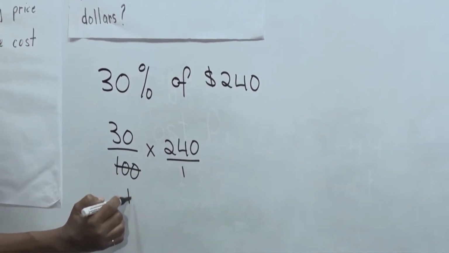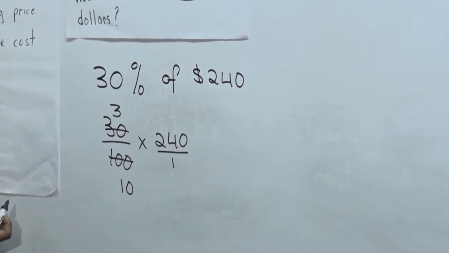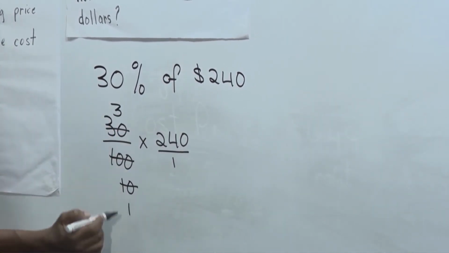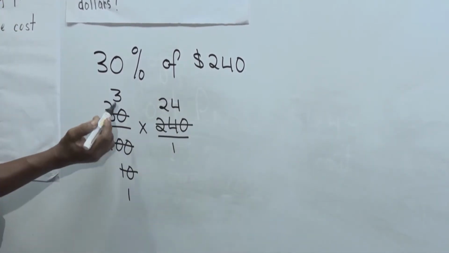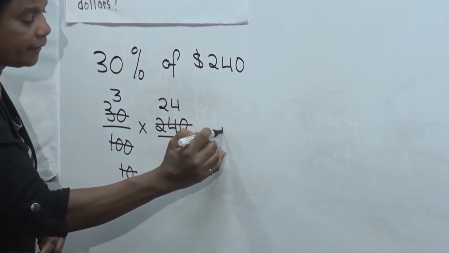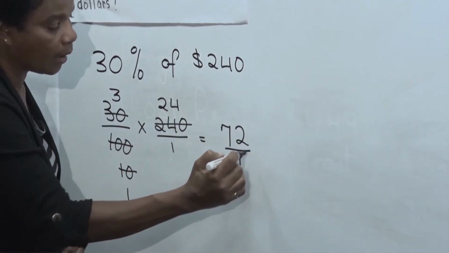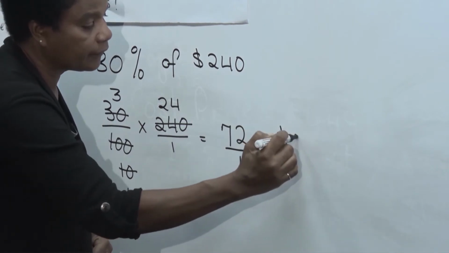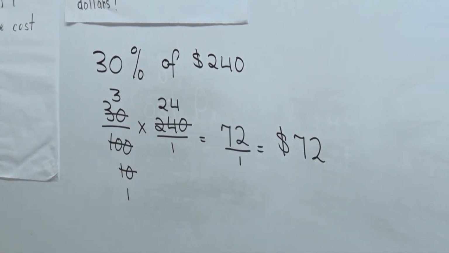10 into 100, 10. 10 into 30, 3. 10 into 10, 1. 10 into 240, 24. 3 times 24 is 72. And 1 times 1 is 1. So our discount is $72. Easy as pie, not so?